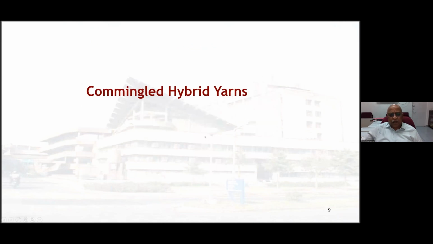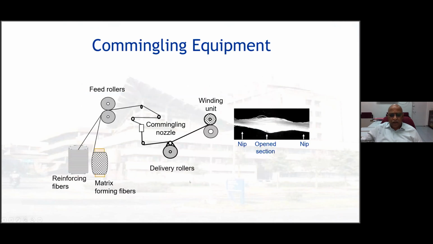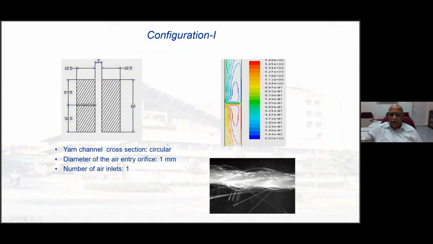Let me first talk about the work done by our group in the area of commingled hybrid yarns. It's a very simple technique. The heart of the process is the air jet nozzle. Okay. Then your matrix forming material in the form of filaments and also the reinforcing fiber filaments can be fed through this nozzle, and because of the commingling, both of them get mixed. In the mingling process, you get a nip and open structure like this. The nips give the stability, even during weaving, with repeated cyclic loading and all that.